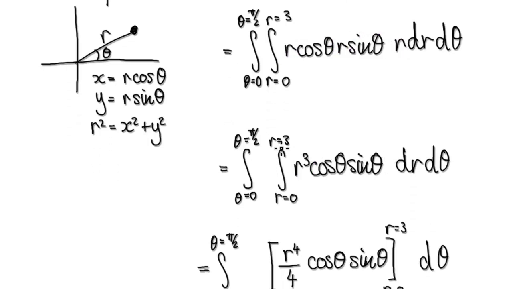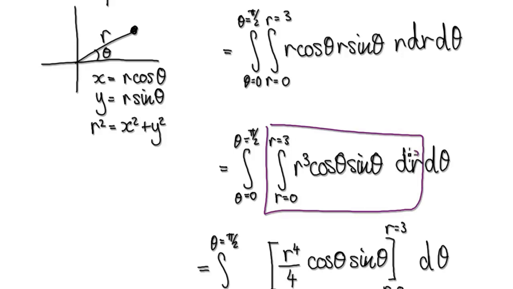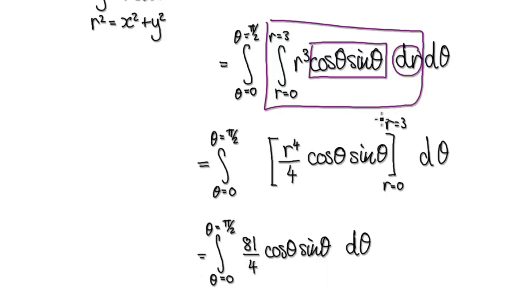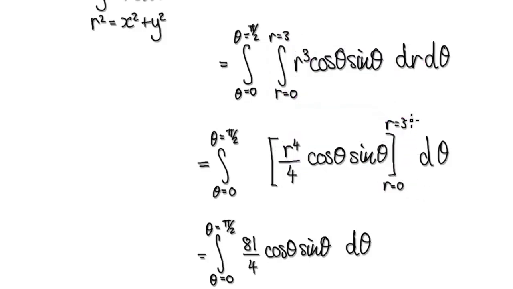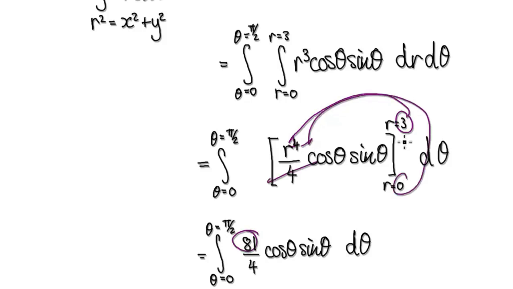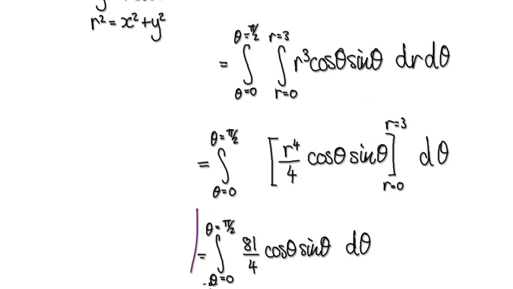And now look at the inner integral. You're integrating it with respect to r. So this whole block here is just a constant. When you integrate it with respect to r, it will then give you r to the power 4 over 4, integrating from r equals 0 to r equals 3. Now we can put the 3 into the r. That will give us this thing here. And then when you put 0 into here, the whole thing disappears. So that will take us to here.